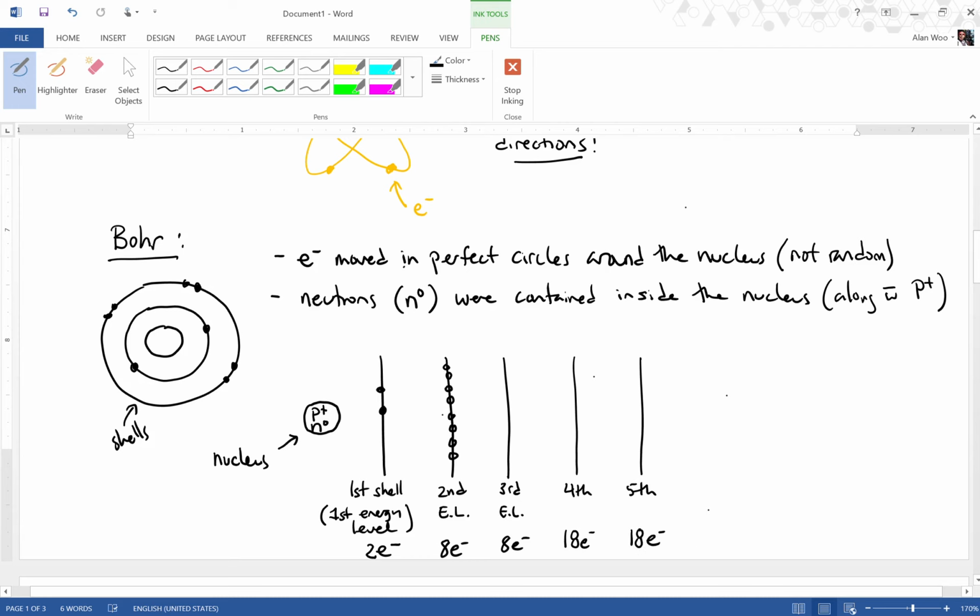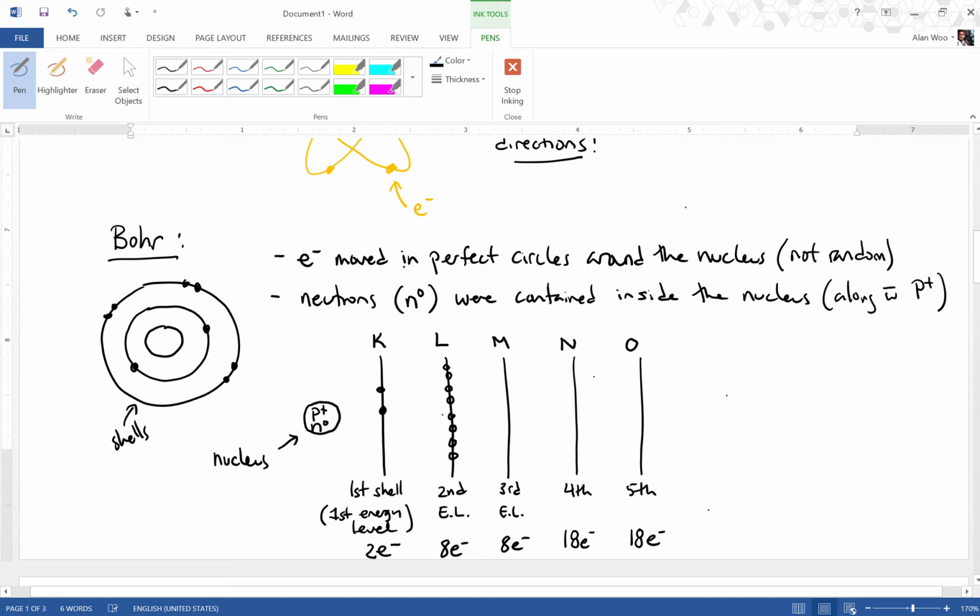So each one of these energy levels can be given a name. And I don't know if your teacher last year identified what the names were, but the first energy level or first shell is called the K shell, or K energy level. And then the next one is L, M, N, O, and then it continues on with the letters of the alphabet.